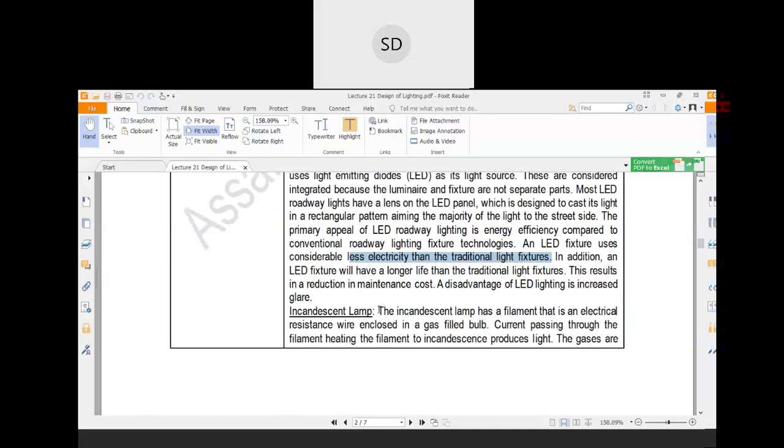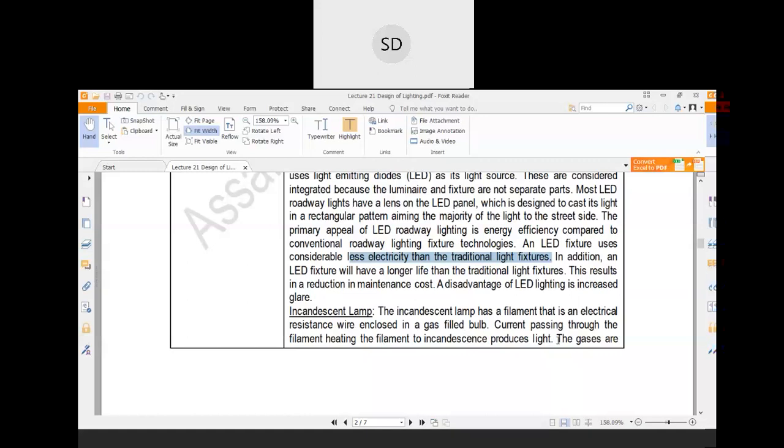This incandescent lamp has a filament. The filament is an electrical resistance wire enclosed in a glass, gas-filled bulb. Basically, these are the conventional lights which you may have seen on the roadside. Their shape is big in nature. Current passing through the filament heats the filament to incandescence and produces light.